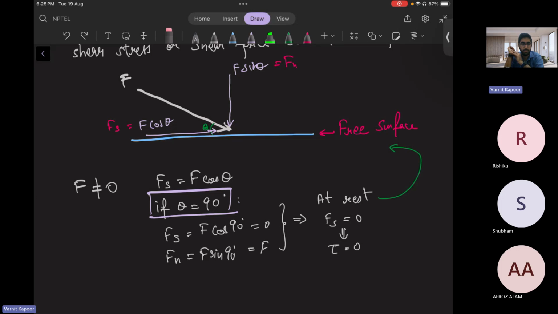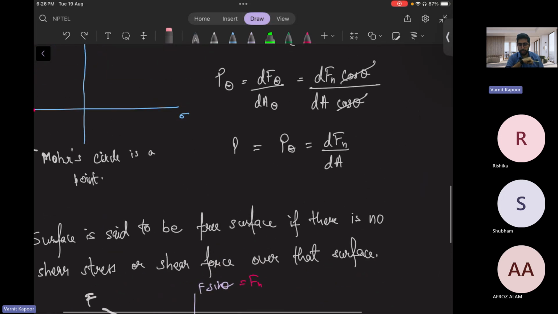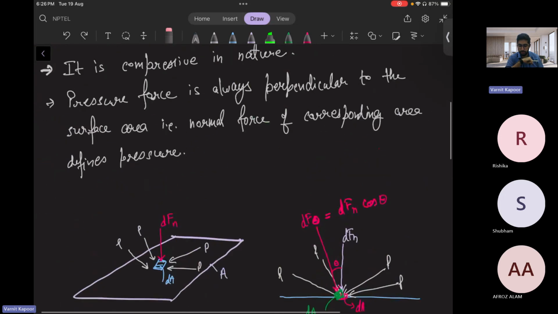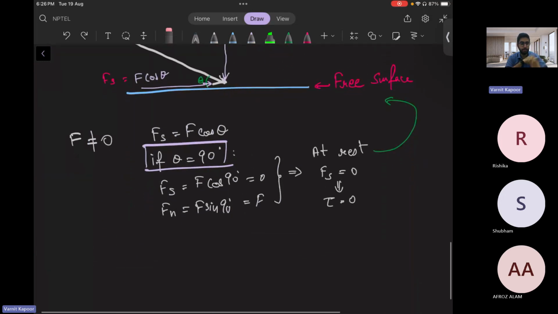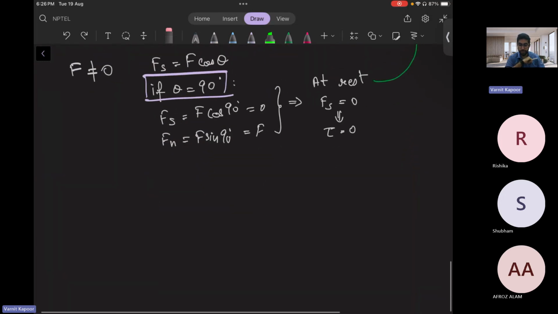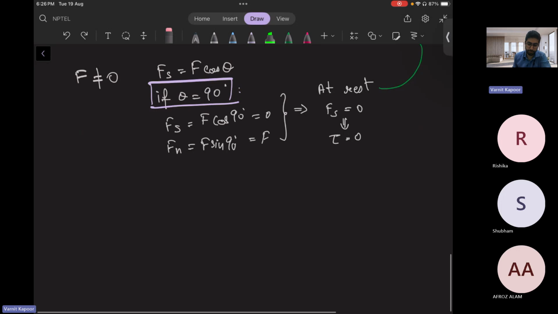Yes or no? Any doubts? Any understanding of any of these points? All right. I think we have understood what pressure basically is. Now, what can pressure do? Let us see a scenario.